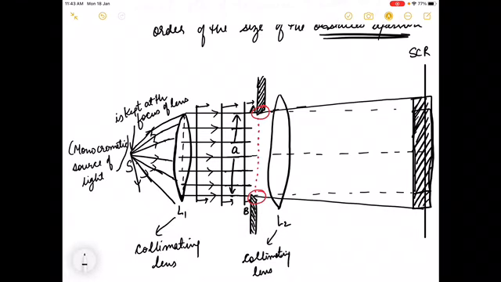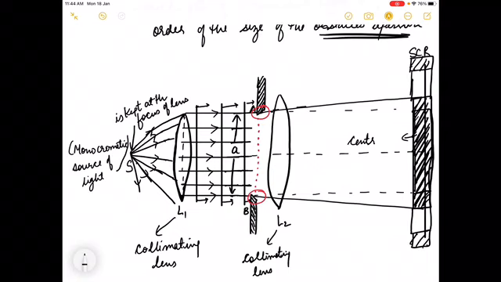So we will see the central bright fringe, and after the central bright fringe we will see the dark fringe, and then again the bright fringe, and so on. That is something we are going to observe. This bright fringe is what you call central. In Young's double slit we called it the central bright fringe, but here we are going to call it central maxima.